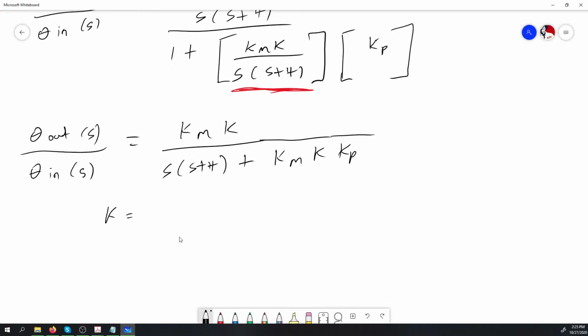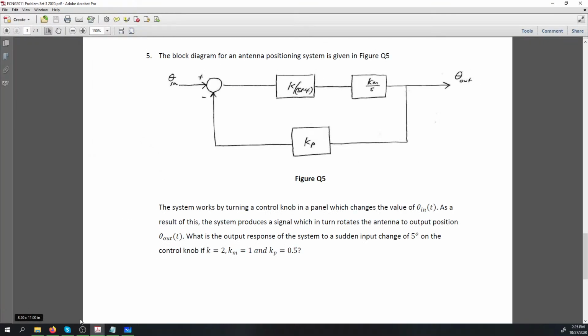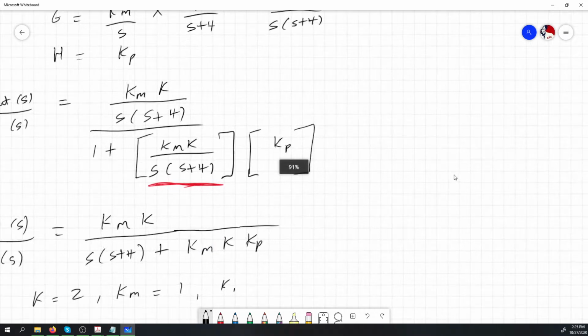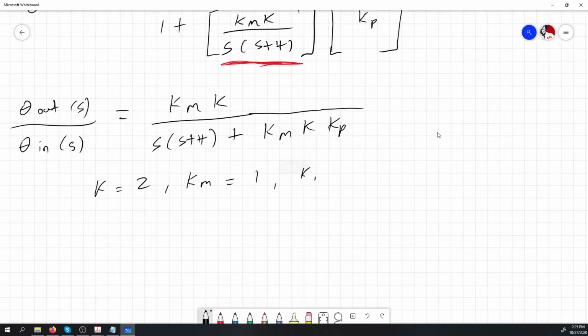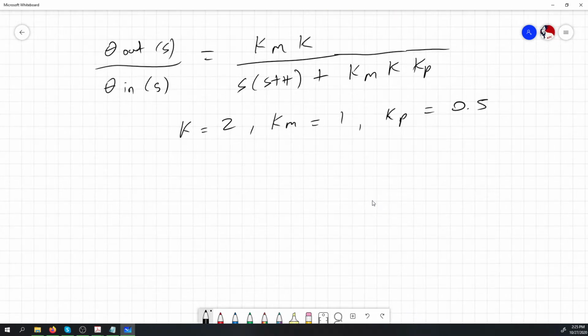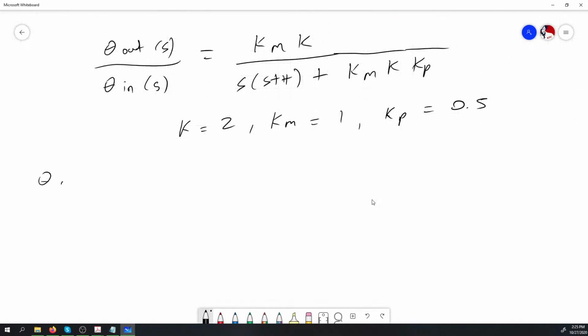K is 2, Km is 1, Kp is 0.5. So if we substitute that in our equation, theta out of S divided by theta in of S. So Km here is 1, K is 2, so our numerator here will factor out to 2.